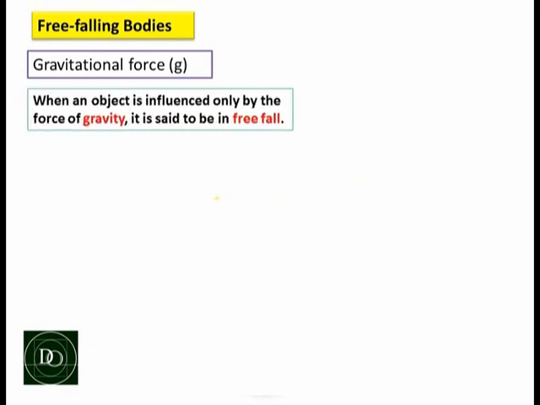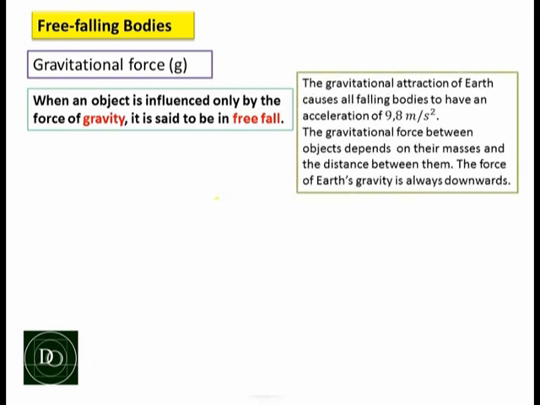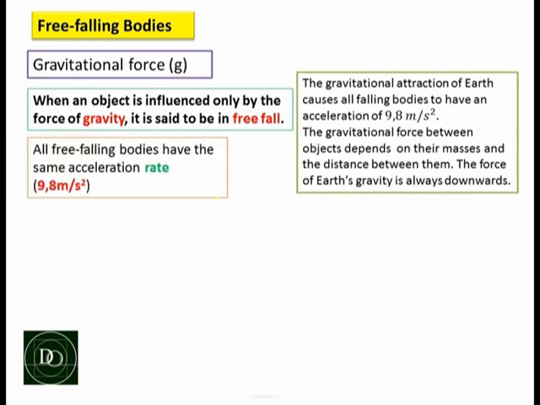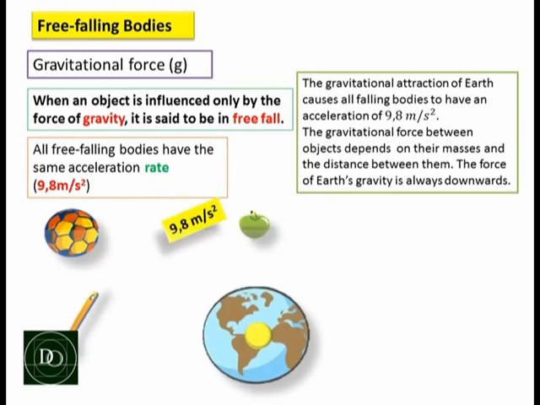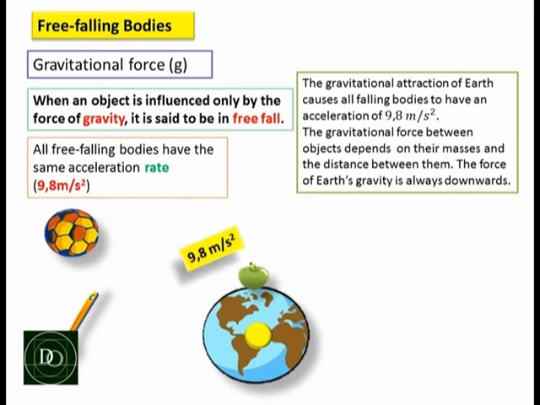Free falling bodies. Gravitational force G. When an object is influenced only by the force of gravity, it is said to be in free fall. All free-falling bodies have the same acceleration. It is 9.8 meters per second squared.